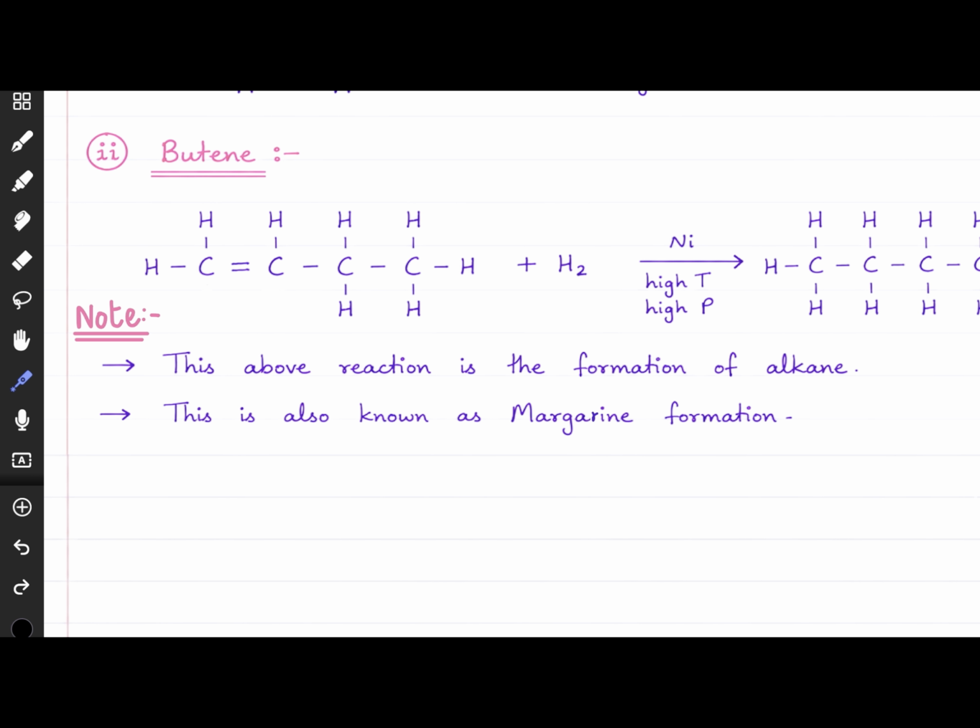Alright, so the 2 important points to note down is that the above reaction is the formation of alkane. And this is also known as margarine formation. And margarine is actually a substitute for butter, which is used in everyday cooking, and it is made by adding hydrogen to vegetable oils. And this was an additional fact.